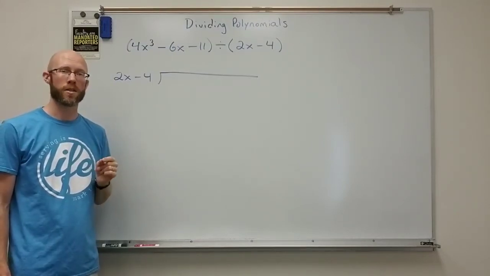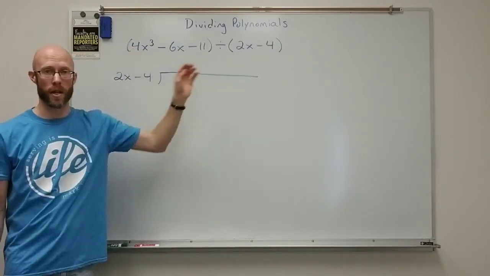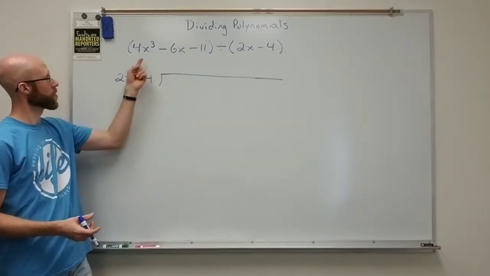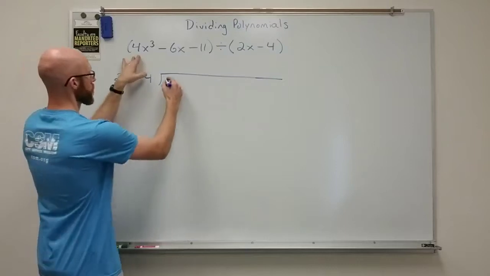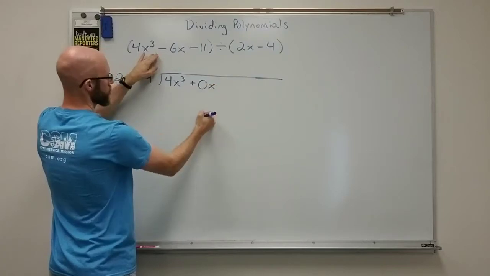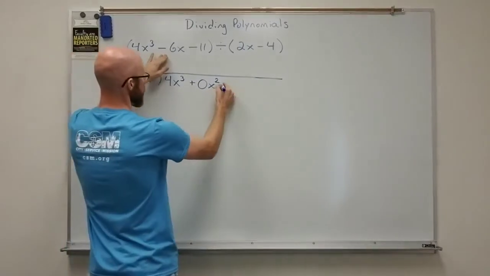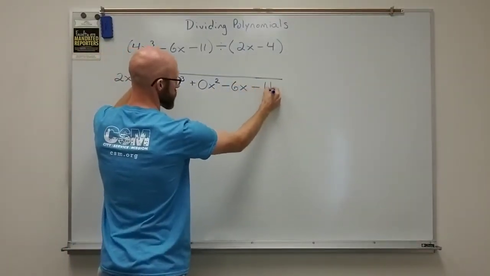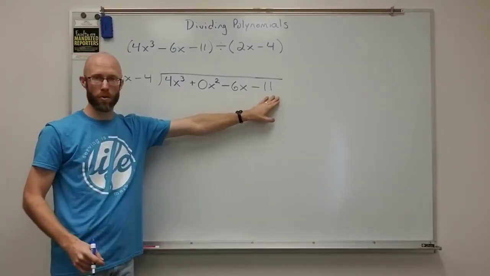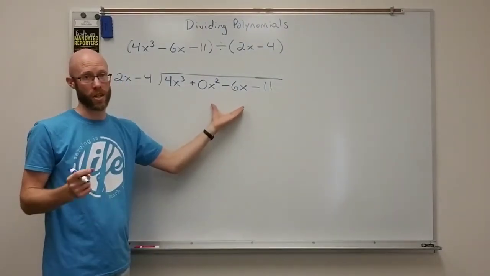We don't ever want to skip that. We want to include all powers of x, starting from the largest and going down. So I actually want to include the 0 there. So when I write this down, I'm going to have 4x to the third plus 0x squared, right? That's the one we don't want to skip, minus 6x minus 11. So then I've got all of my powers included. Now that might seem a little strange, and of course it does. It's very easy to forget as well.